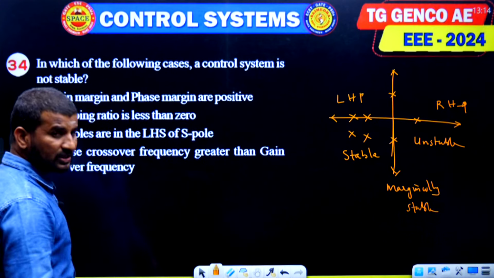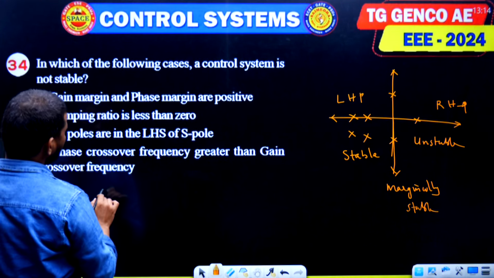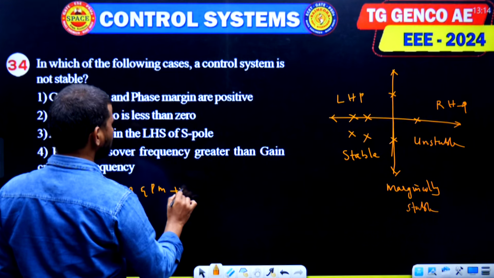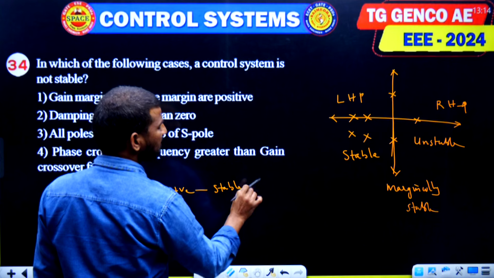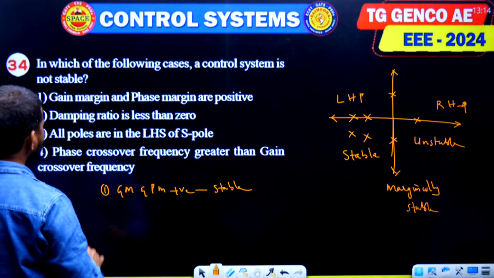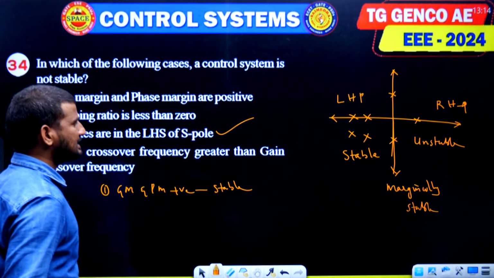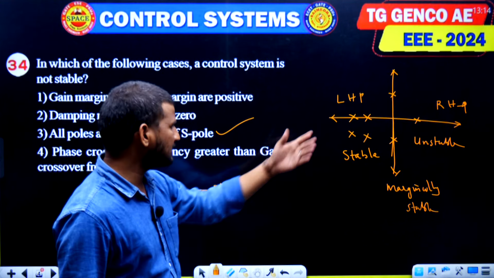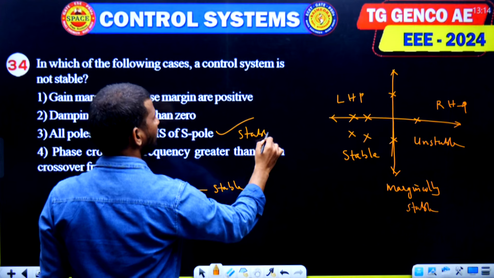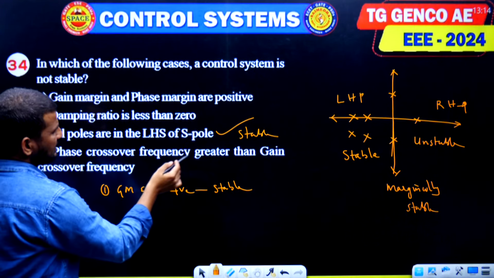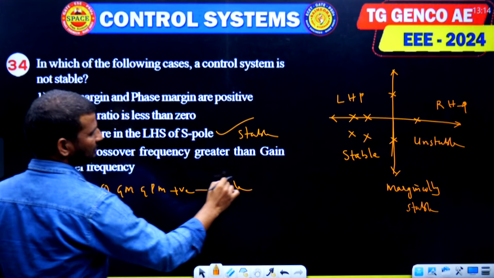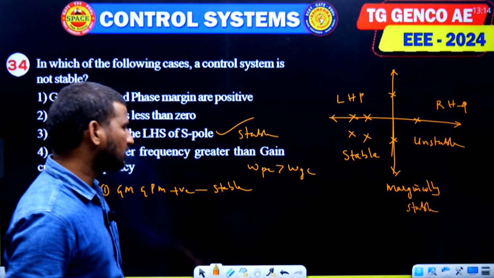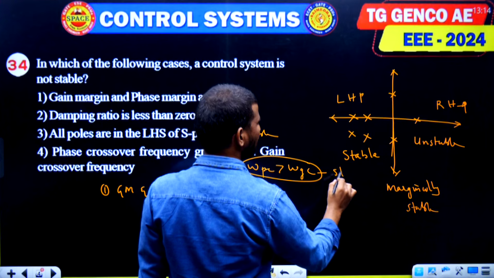Going with the options, the first option says gain margin and phase margin are both positive, which is absolutely stable, no doubt in this. And for damping ratio, we will discuss. All the poles are in the left hand side plane, which is stable, as already discussed. So this is also stable. The fourth one says phase crossover frequency is greater than gain crossover frequency. Does that make it unstable? No, this is a stable condition.